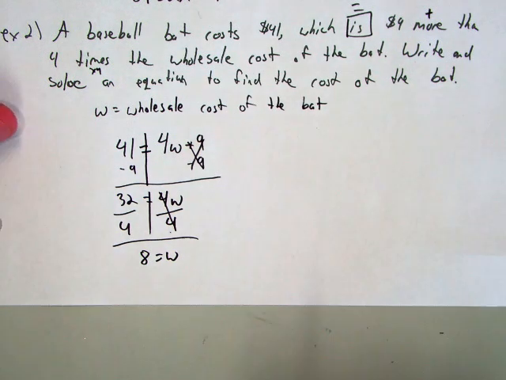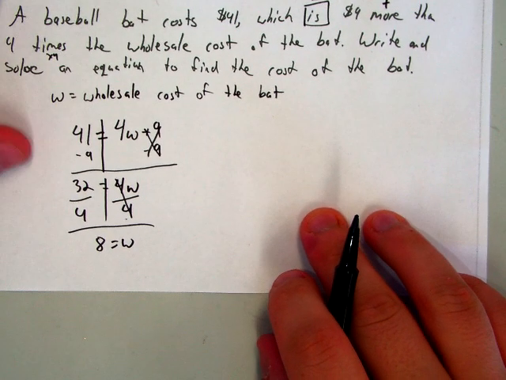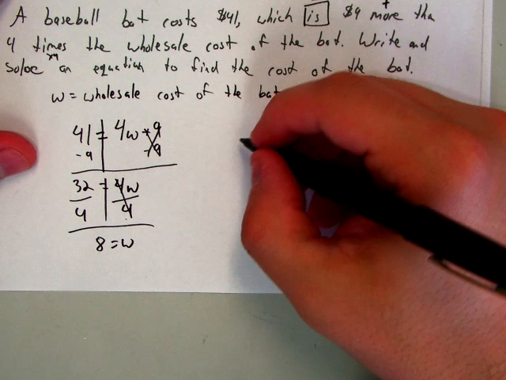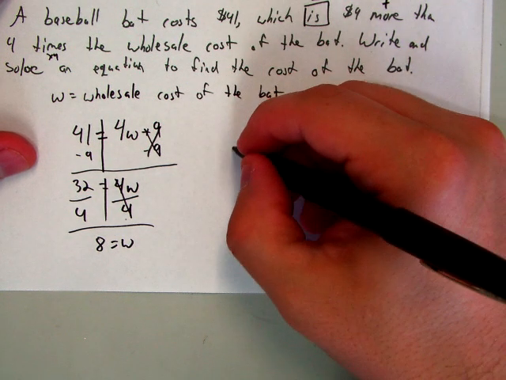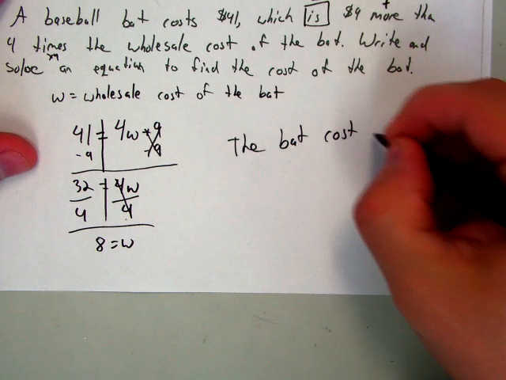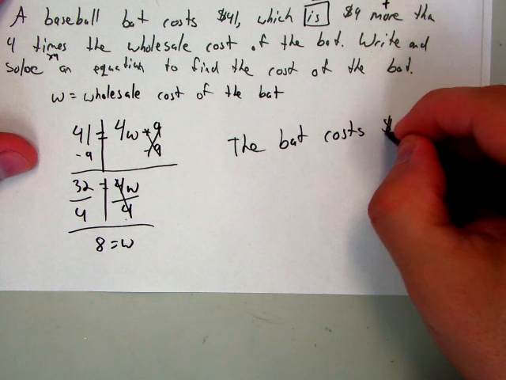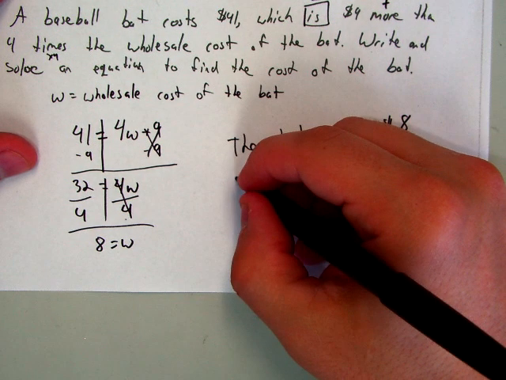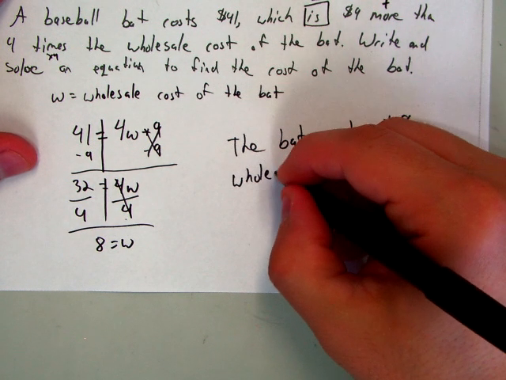And of course, in math, any number with a word problem represents something, and this number represents what the wholesale cost of the bat was. So the bat costs $8 wholesale.